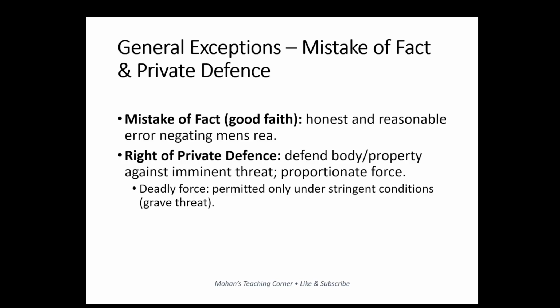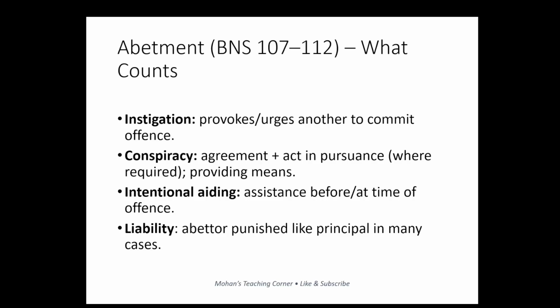So here, general exceptions: mistake of fact and private defense. Mistake of fact, that is good faith, an honest and reasonable error negating mens rea. Right of private defense: defend body and property against imminent threat, with proportionate force; deadly force is permitted only under stringent conditions, grave threats. Abetment, BNS 102, 107 to 112, what counts?